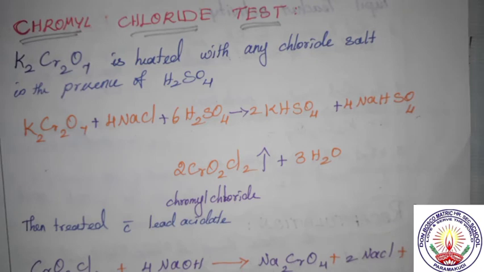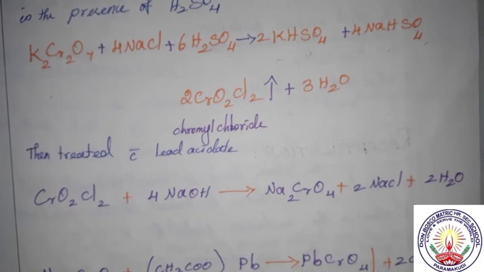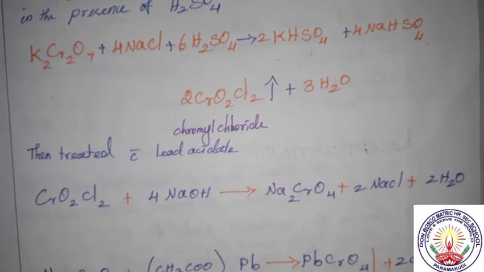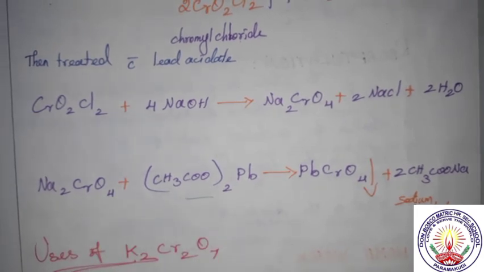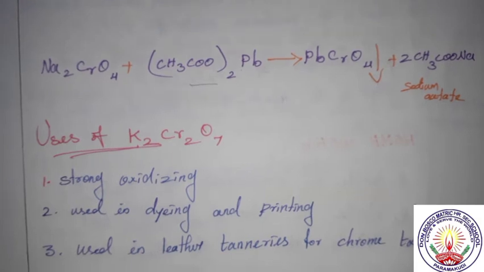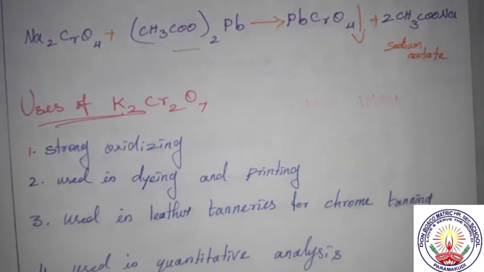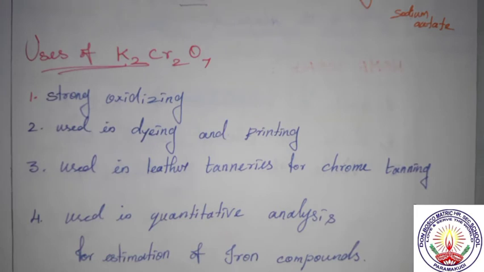Then this chromyl chloride is treated with lead acetate. We treat the product with lead acetate, and when we treat it with lead acetate, we get sodium acetate and lead chromate. Next we shall see the uses of potassium dichromate. This is a strong oxidizing agent used in dyes and printing and in leather tanneries for chrome tanning. Next it is used in qualitative analysis for the estimation of iron compounds and for detecting iodides.